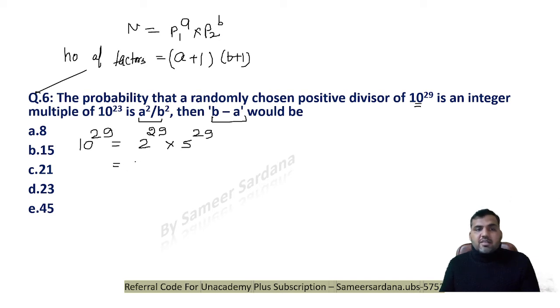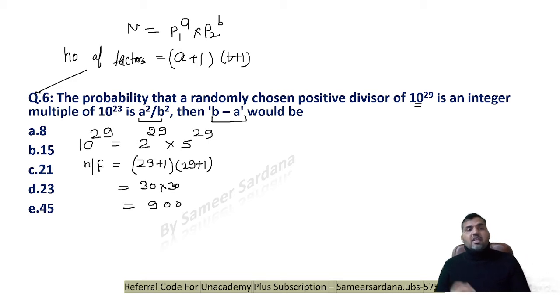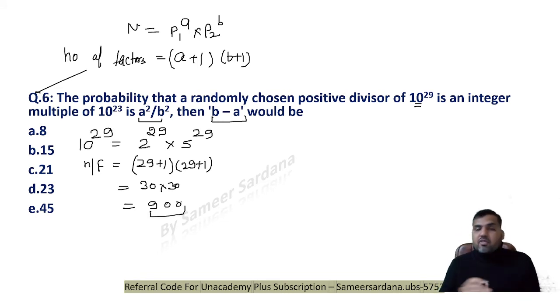So in this case, the number of factors will be 29 plus 1 multiplied by 29 plus 1. The answer would be 30 into 30, that is, the total number of factors would be 900. What I want is the factor to be a multiple of 10 power 23. So this is my total number of outcomes, right? I'm choosing any one of these 900 numbers. So this is my total outcome.